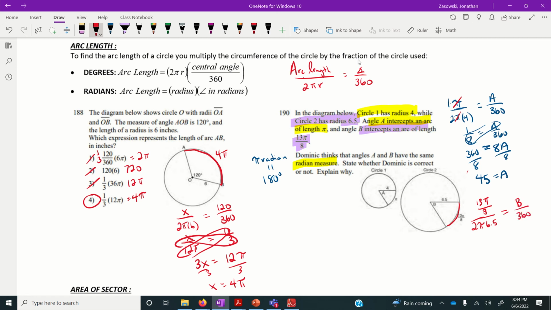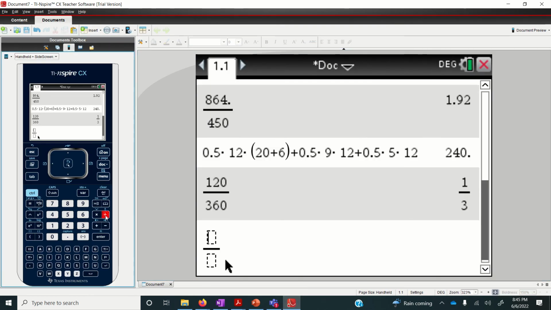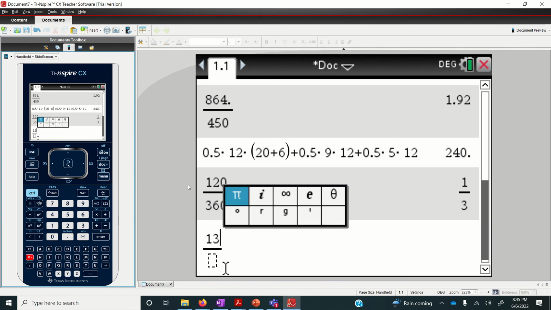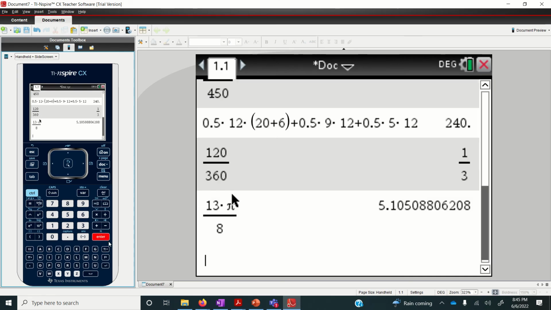Now, this is a little crazy over here. But remember, our calculator will reduce it for us. So if you want to just hit Control Divide, that'll give us a fraction bar. We can do 13 pi over, and remember what's on the bottom is 8. And if you hit Enter, that'll give you the decimal answer. So that's the number of radiuses that it takes to get around the circle.